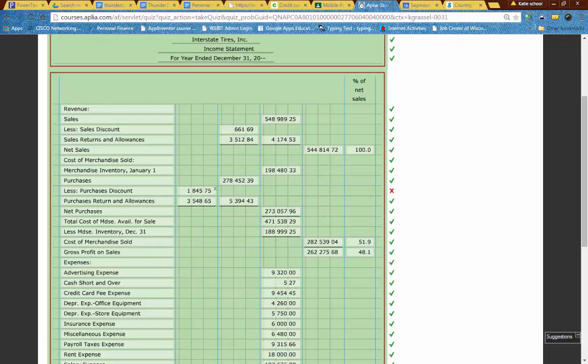Okay. Now, the other thing we did yesterday on 15.2 is we took a look at our component percentages. For component percentages, we always divided by sales.